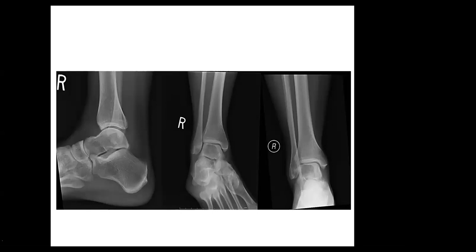And two views of the ankle joint, lateral and oblique view. There is decreased bone density seen in the talus and calcaneus, and more obvious in the talus.